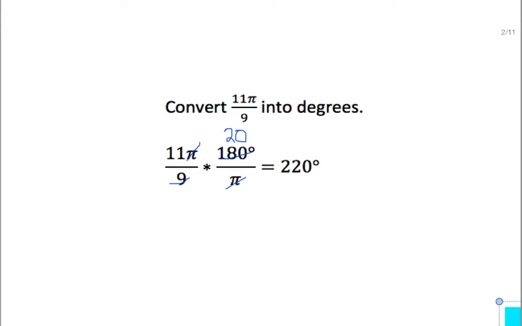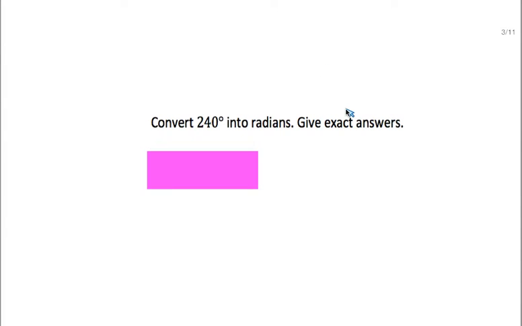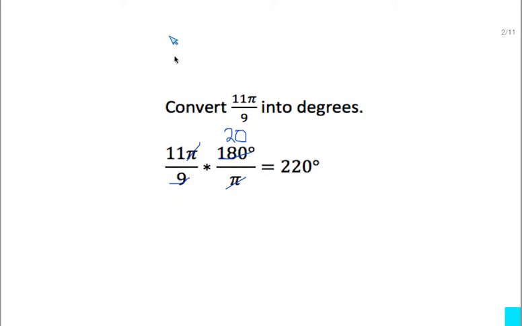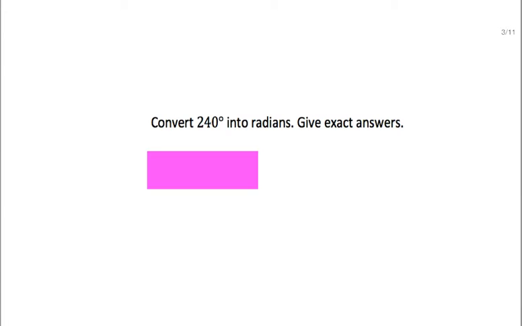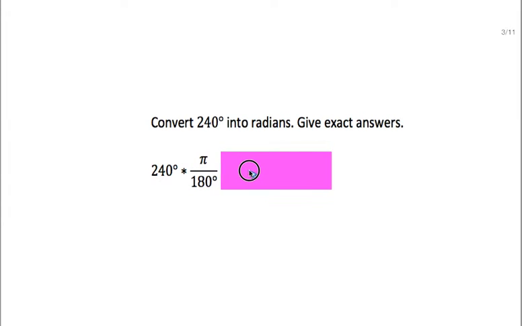by pi. Now you might also get a question like this where you have degrees and you have to convert it to radians, and you need to make sure to give the exact answer, so no decimals on this one. Very similar to this problem, we're going to take our angle, and this time it's in degrees, and instead of multiplying it by 180 over pi, we're going to do the reciprocal. We're multiplying it by pi and dividing by 180.